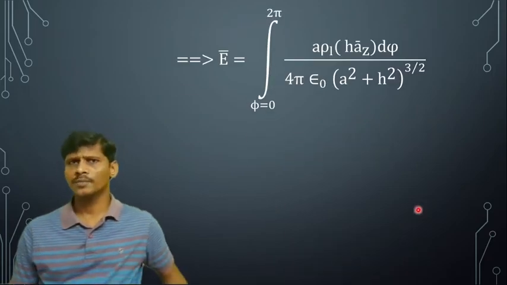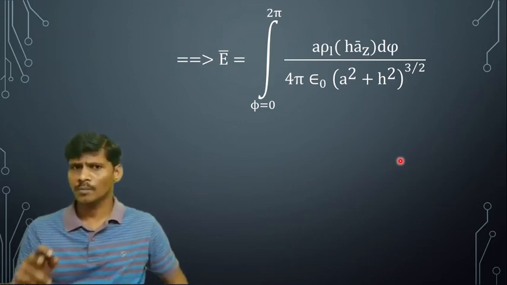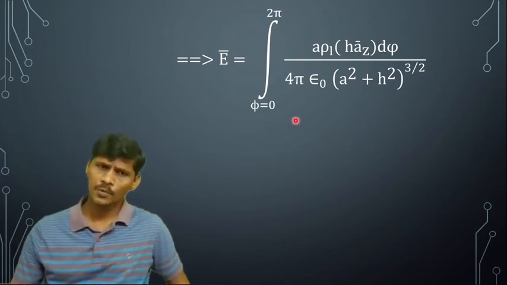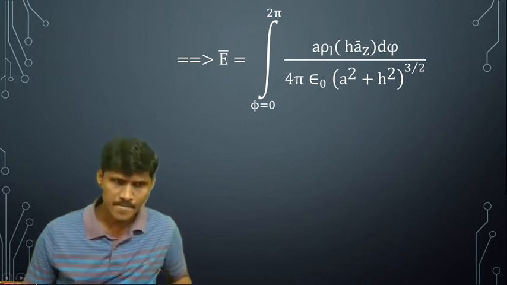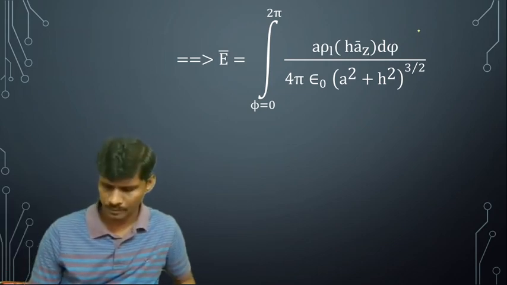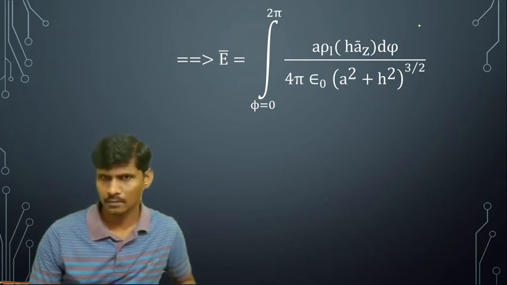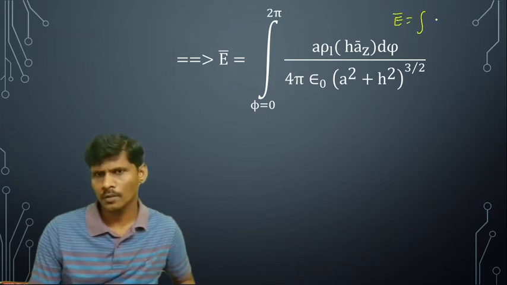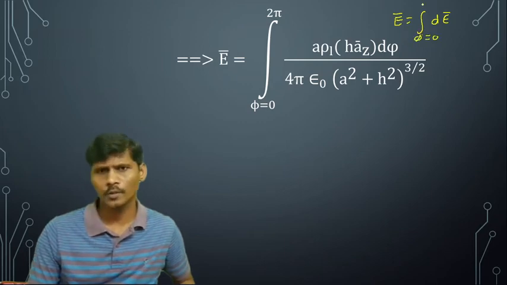Calculate the total electric field intensity over the charged circular ring. The charged circular ring varies from phi equal to 0 to 2 pi. E bar is equal to integral dE bar over the charged circular ring, phi from 0 to 2 pi.